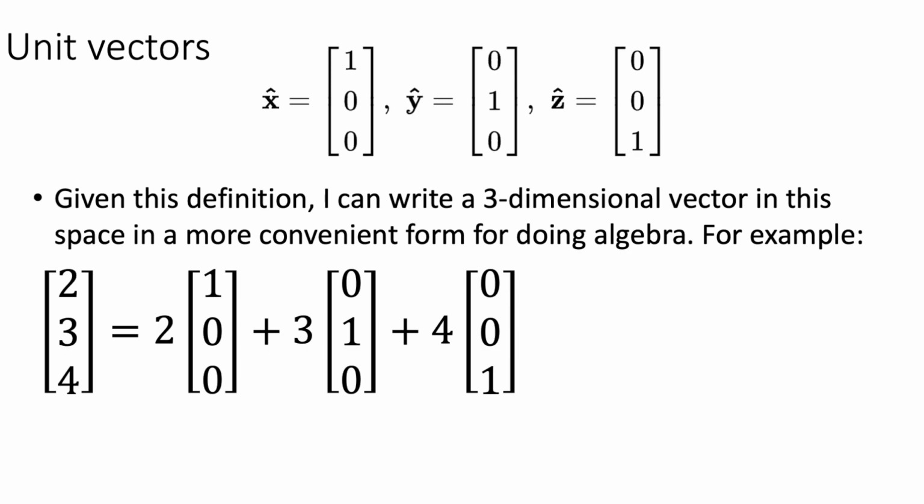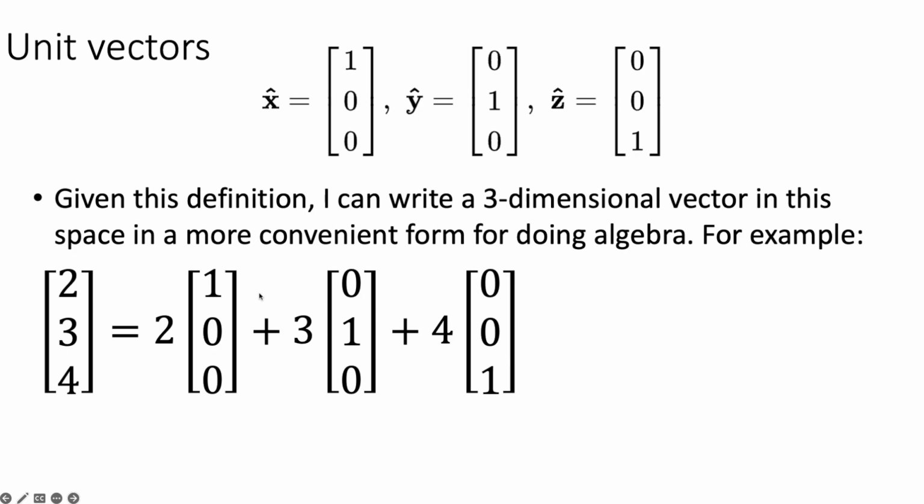So let's say I have this vector all the way on the left here. It's the vector 2, 3, 4. And I want to do some algebra. So I want to write this in a more convenient way for doing algebra using the unit vectors x hat, y hat, and z hat. So instead of writing this vector 2, 3, 4, what if I take the 2 value, bring it out front here, the 3 value, bring it out front there, 4 there? So now it's 2 times 1, 0, 0 plus 3 times 0, 1, 0 plus 4 times 0, 0, 1.